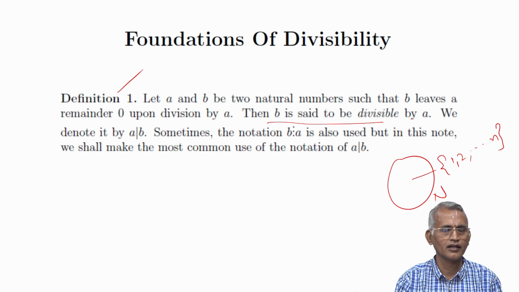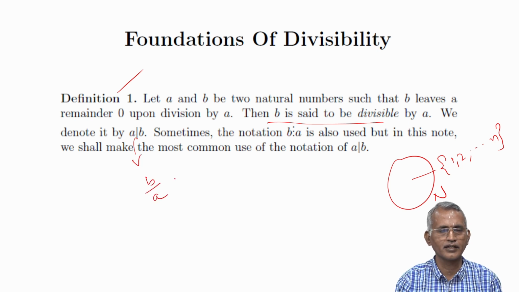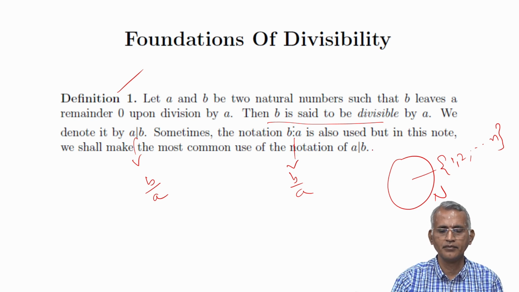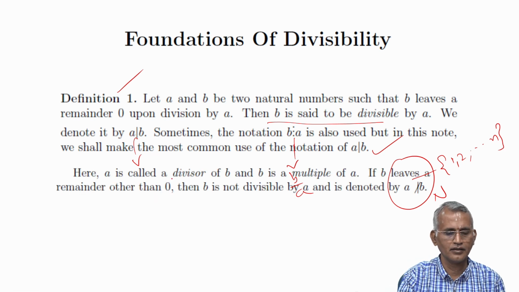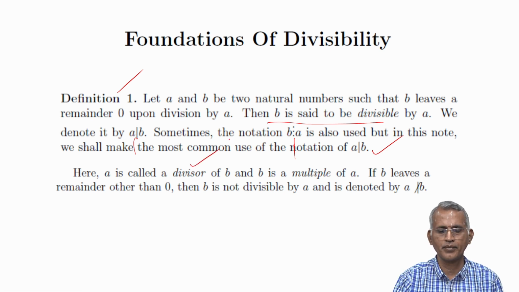So, we denote this by a divides b. A divides b in the sense that b by a. Sometimes the notation b is to a, which is nothing but b by a, is also used, but in this note we shall make the most common use of the notation a divides b. So, keep this notation in mind, so that the rest of the definitions and problems you can understand yourself. Here, a is called a divisor of b and b is a multiple of a.